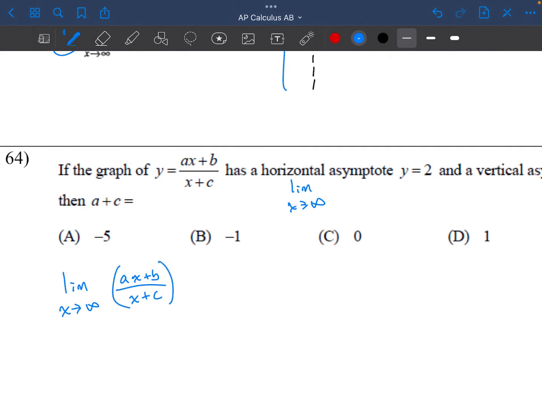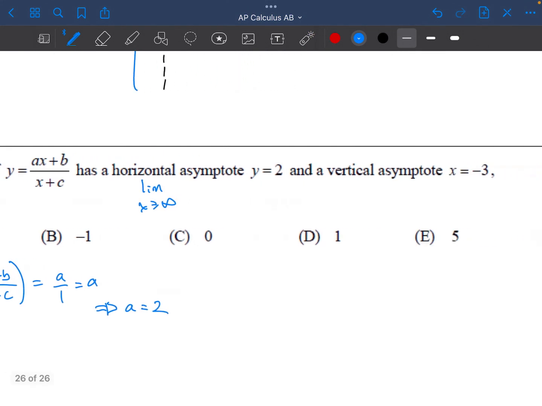And to do that, you need to use your top-bottom rules, which state, look at the powers for the numerator and the denominator. The highest power for the numerator is 1. The highest power for the denominator is 1. You kind of ignore the b and the c. And whenever there's a tie, in this case a tie of 1, you look at the coefficients, which is a and 1, which means our answer is going to be a over 1, or simply a. The horizontal asymptote is a, and we know that the horizontal asymptote, set up above, is 2, which means a is 2. So this implies a is equal to 2. All right, we have our value of a.